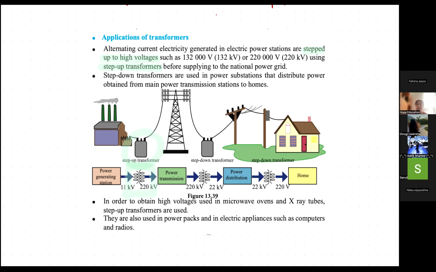So the electricity generated in power stations everywhere is stepped up. The voltage is increased and sent to the national power grid.